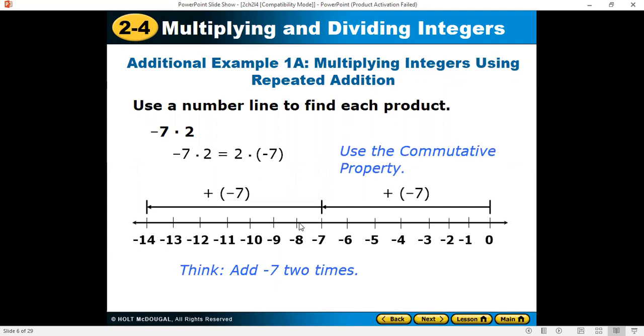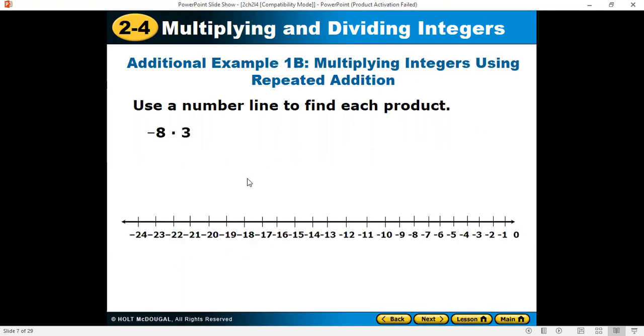So it will be 0, 1, 2, 3, 4, 5, 6, 7. The last point which we will stop on will represent our answer. And it will be the product of the operation negative 7 times 2. Then negative 7 times 2 is the same as 2 times negative 7. But as I told you, we will look at the first number like an order: repeat negative 7 2 times.